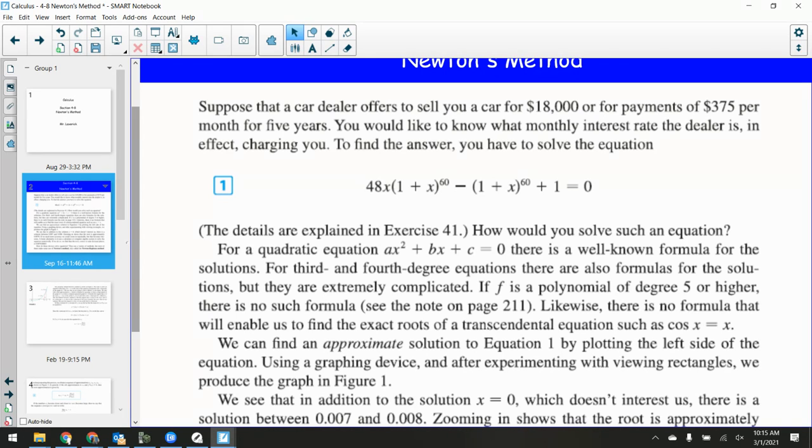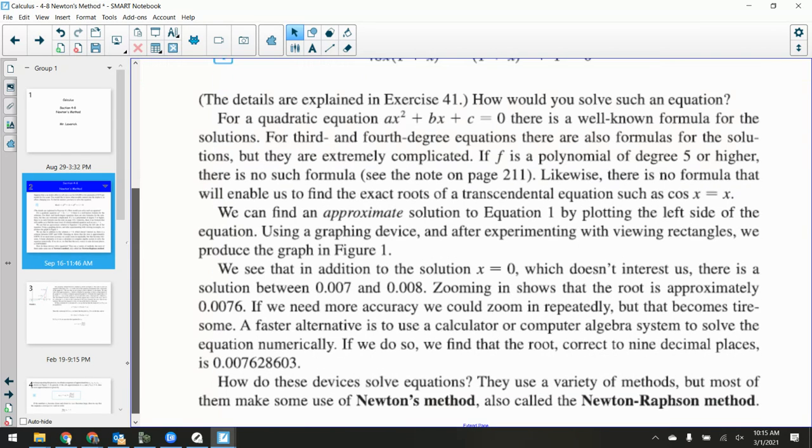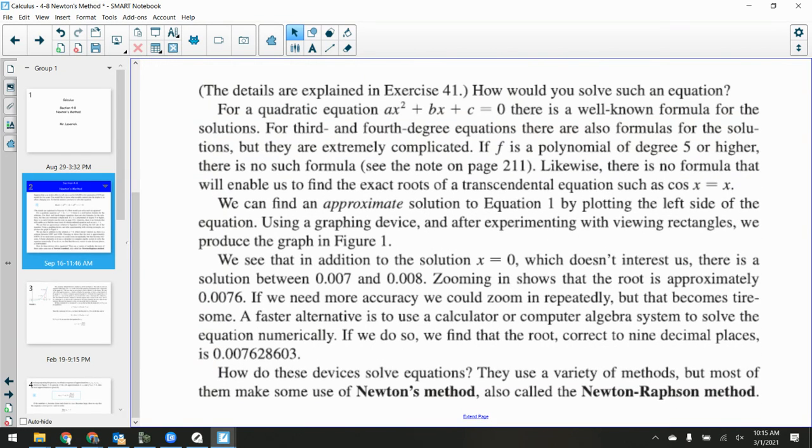So what we're going to do is, what Newton came up with is finding approximate solutions to these things using calculus. Using calculus to find approximate solutions. We can find an approximate solution for equation 1 by basically plotting the left side of the equation using a graphing device, and after experimenting, we would produce a graph. I didn't capture figure 1, but basically, you can estimate what that is.